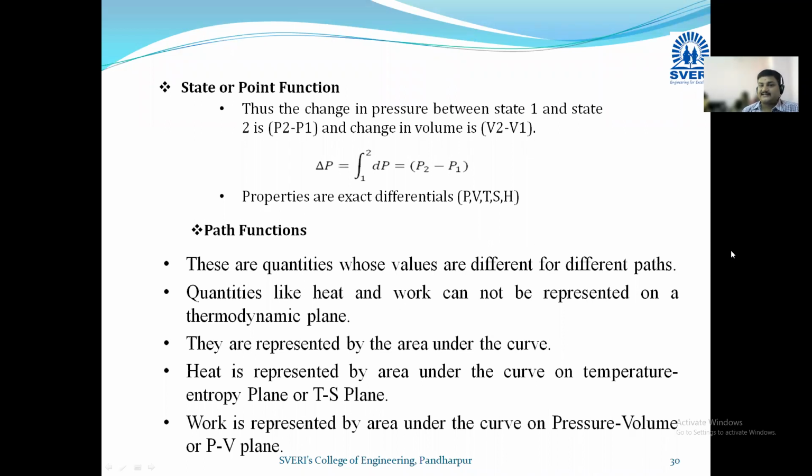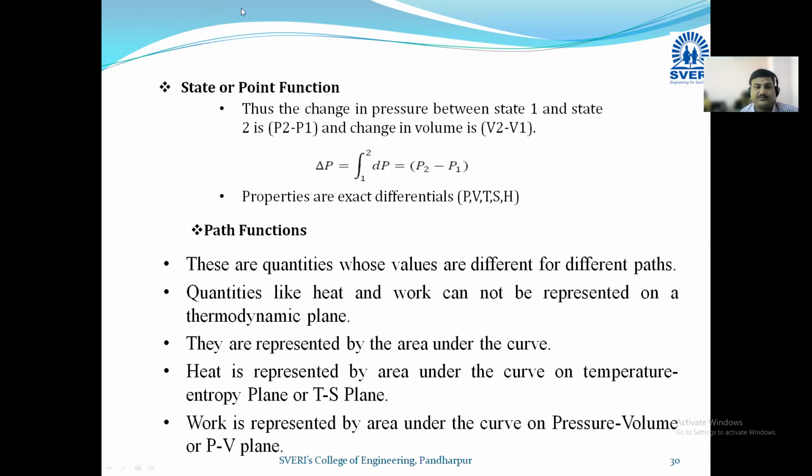So the change in pressure between state 1 and state 2, if you want to find, then you will have to take the difference between it. Same thing is applicable to the volume. जर तुम्हाला चेंज इन प्रेशर आणि चेंज इन व्हॉल्यूम काढायचा आहे तर तुम्हाला फायनल व्हॅल्यू मधून इनिशियल व्हॅल्यू वजा करावी लागेल. So change in the pressure means delta p is nothing but integration of 1 to 2 dp, which is nothing but p2 minus p1.